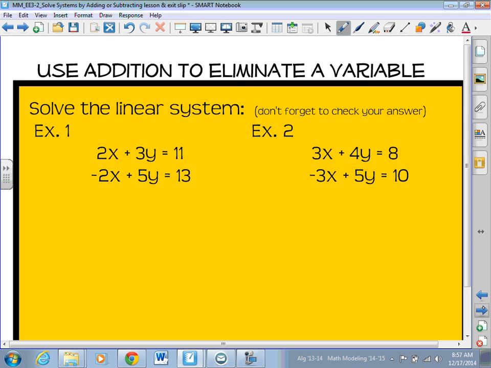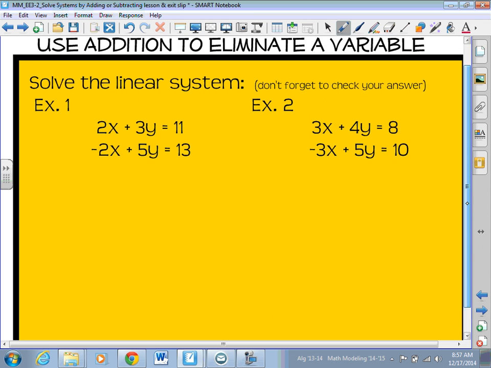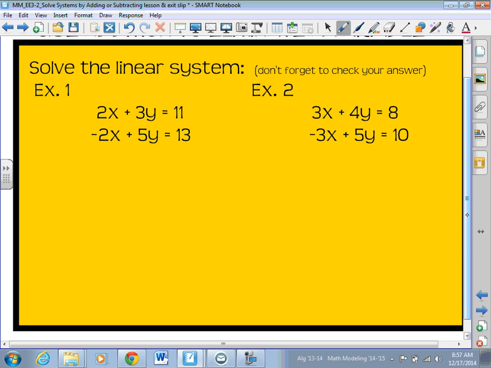So let's go ahead and look at these two. So here's example 1 and example 2. I'm sorry, we already did example 1. Check. We already knew that was 1, 3. That's what we just did on the other slide. Take a look at example 2. Okay, example 2. Once again, when you're looking, can you add or subtract either of these equations together for one of them to cancel out?